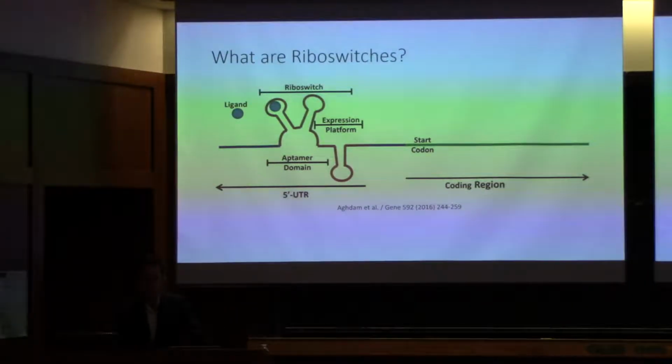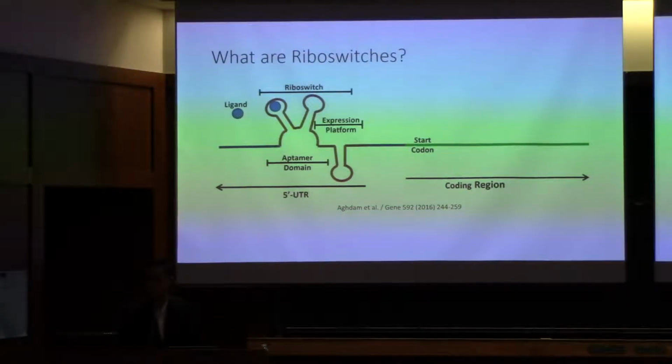So what is a riboswitch? You're looking at a graphic representation of an mRNA strand in bacteria. If you look at the green region to the right, that's the gene itself. That's the region that will get translated. And to the left of it, that's the 5' untranslated region of the mRNA. The structure there is the riboswitch itself.